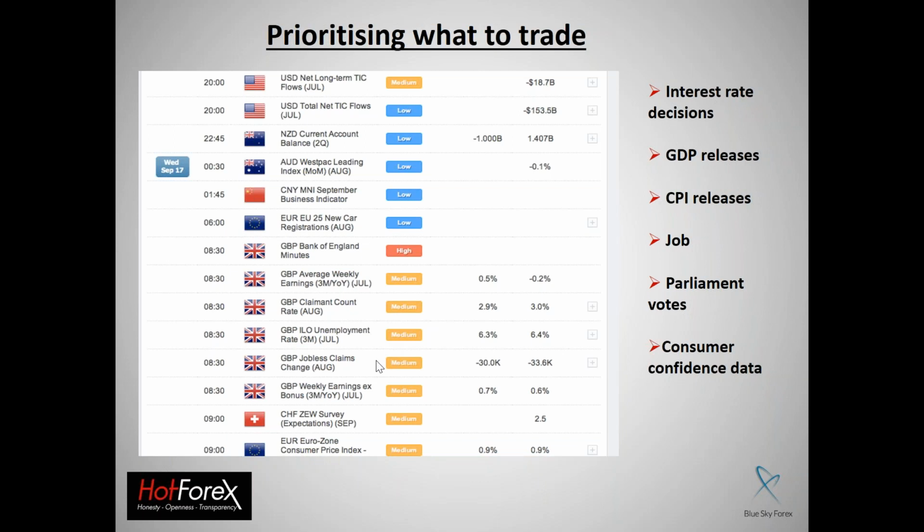What is the best source of trading news that can be relied on? You can use the economic calendar inside HotForex. It's a pretty good source.